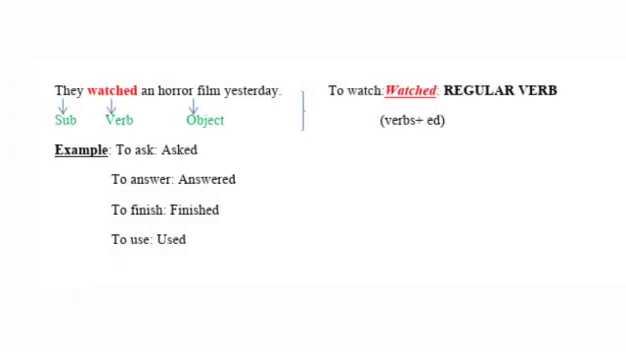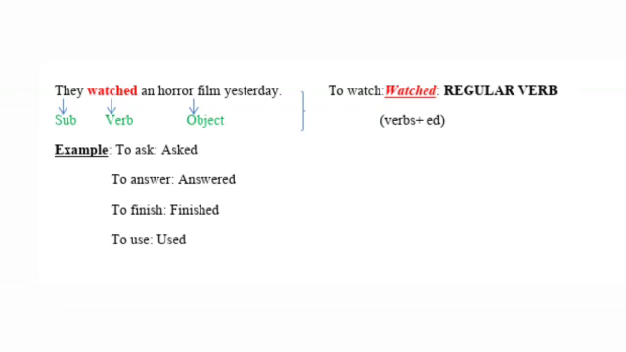Let's move on now to the second type of verbs. They watched a horror film yesterday. Watched is a verb conjugated in the simple past tense. As you notice, at the end of the verb, we have ed. The infinitive of this verb is to watch. This kind of verb, we call regular verbs.